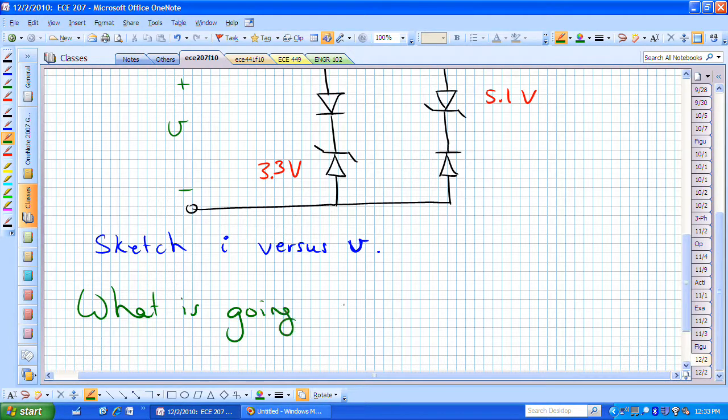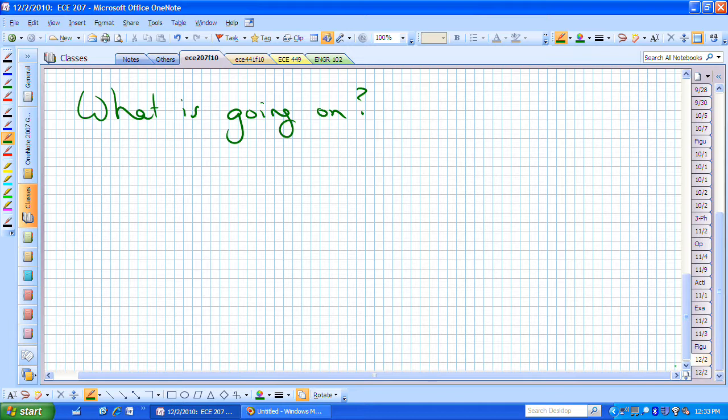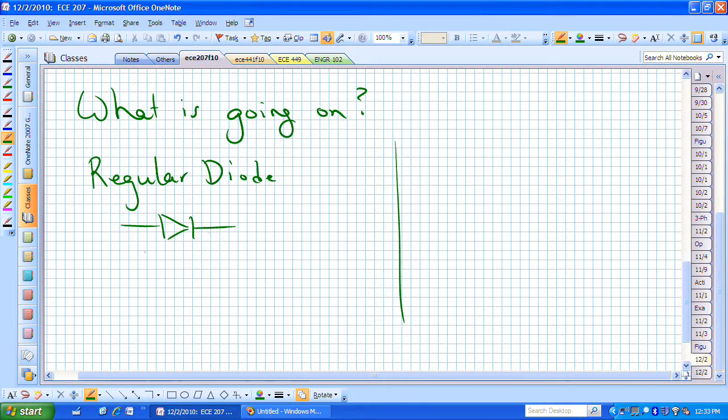And to help us better understand what is going on, let's go ahead and remind ourselves of the current voltage relationship of a regular diode and of Zener diodes. If we recall our regular diode, schematically again, that's something like this, where we have our anode and cathode being the positive and negative directions of that diode, and our current I through that diode.